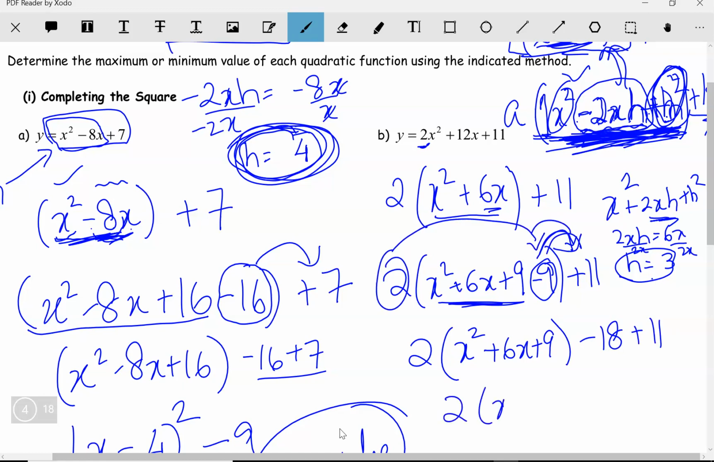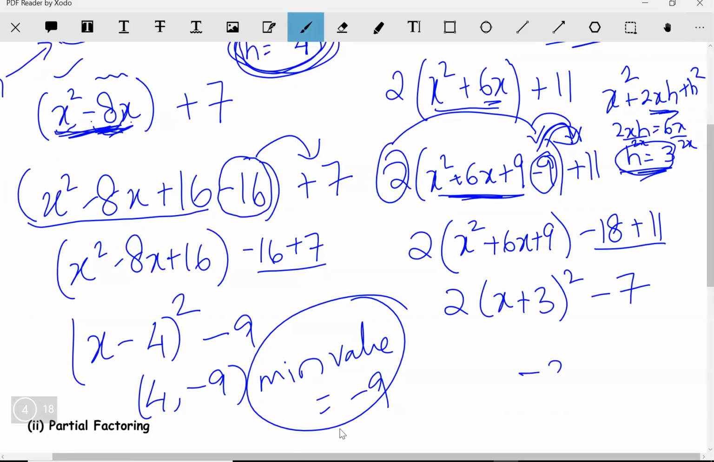And now this becomes (x plus 3) squared. I already knew that because my h value was 3 here. And my 11 minus 18 was negative 7. So my vertex here is (negative 3, negative 7).